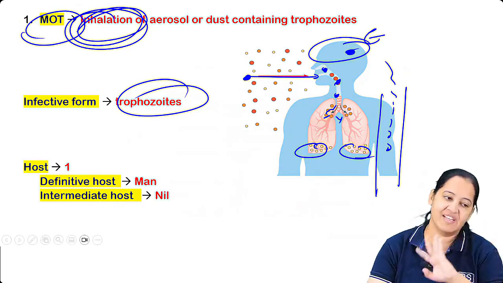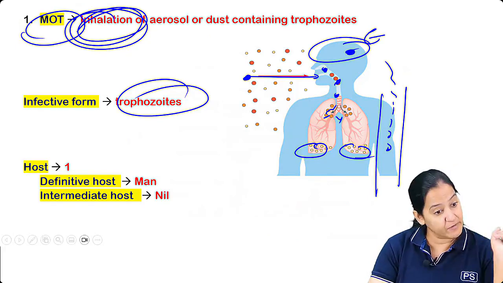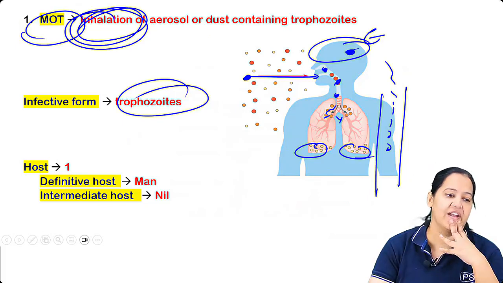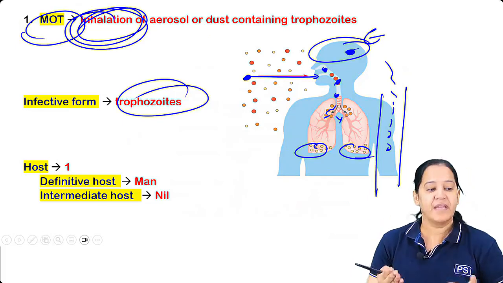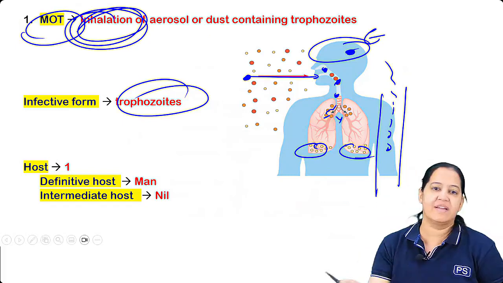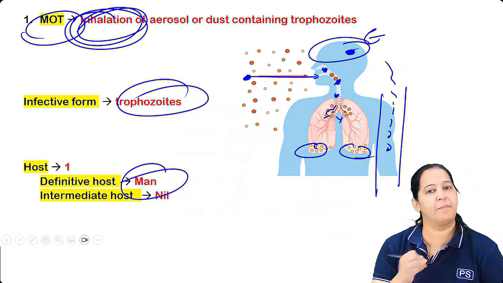Only encephalitis, no meningitis, mind my words. That was causing both. This one causing only encephalitis. That was entering via swimming from the nose. This is via inhalation via dust. Hana, so route is entirely different. Wahan pe bhi ek hi host man, yahan pe bhi ek hi host man.